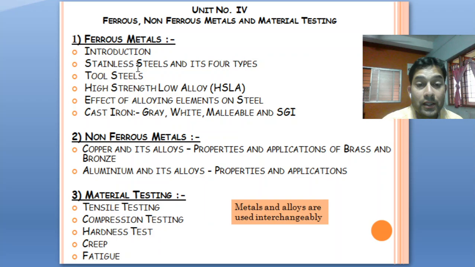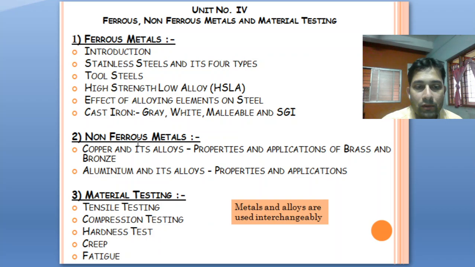I'll quickly run through the PPT of what I taught in the last session, and then we'll go ahead with the next topic, that is tool steels and high strength low alloy steels. Then we'll see the effect of alloying elements on steel, and then proceed to learn about another category of ferrous metal apart from steel, that is cast iron, and under that we'll see the 4 types of cast iron, that is gray, white, malleable and SG iron.